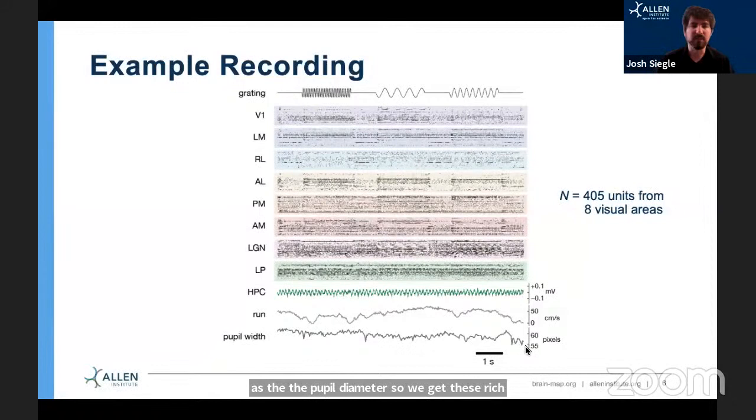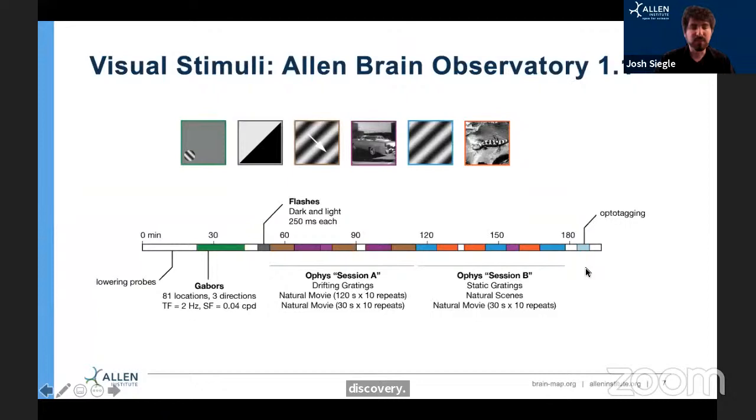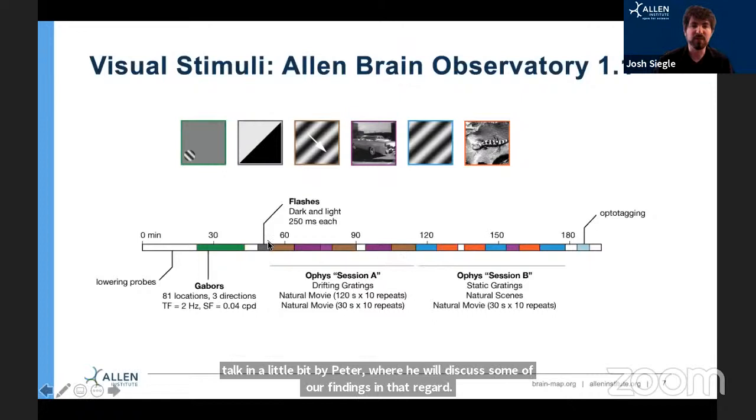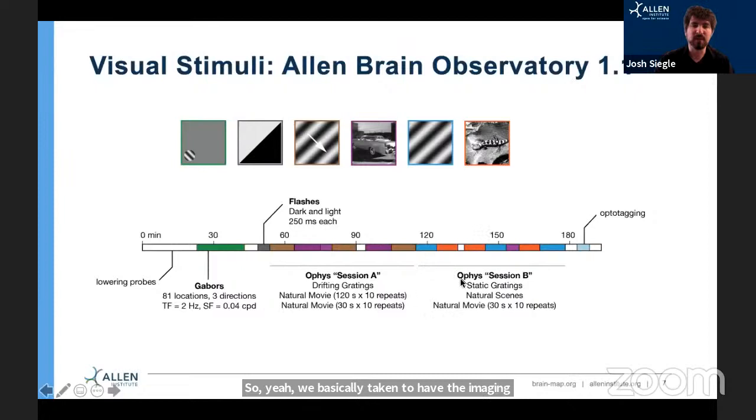There are actually 2 different sets of stimuli that were shown in different experiments. The first one was basically repeating many of the stimuli that were shown in the two photon imaging experiments. This was done because it's a nice diverse set of stimuli that gives us a lot of information about what the cells in the brain are responding to. And B, it gives us the opportunity to directly compare the activity recorded in the imaging experiments with that from the electrophysiology experiments. There's going to be a talk in a little bit by Peter, where he will discuss some of our findings in that regard.